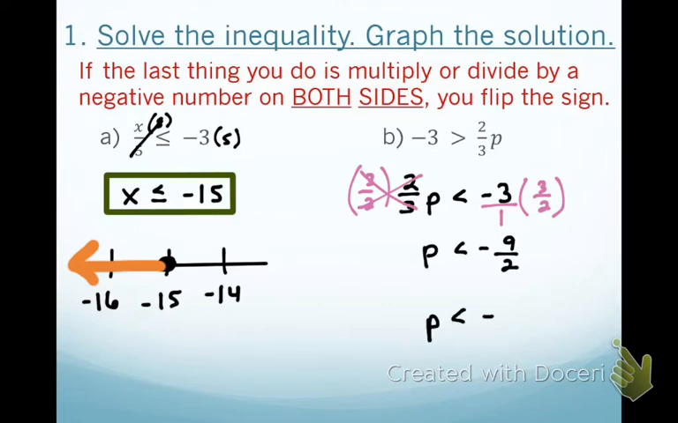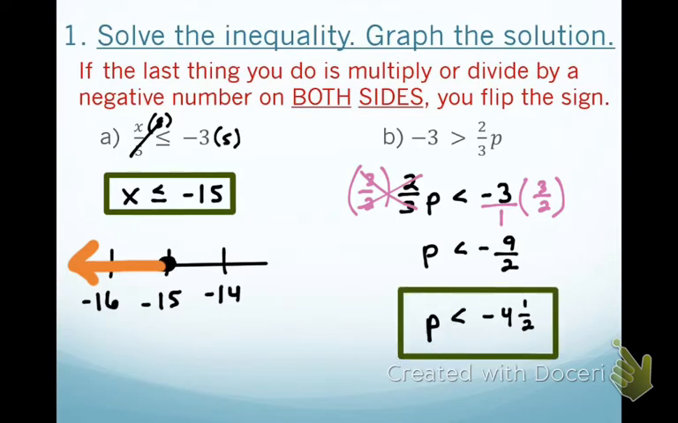What would 9 halves be as a mixed number, class? 4 and 1/2. Because remember, all you do is you just take 9 divided by 2, and that would be 4 1/2. When I have my number line, negative 4 1/2 will go in the middle.